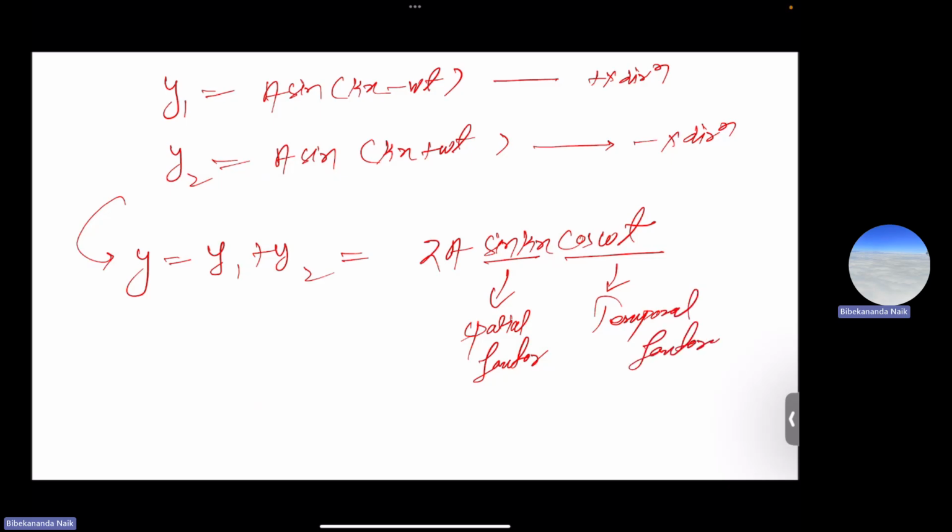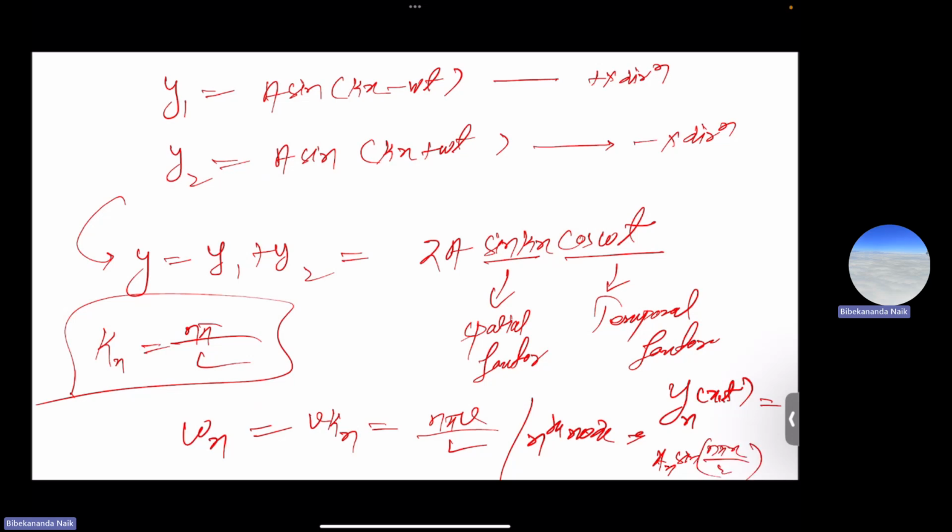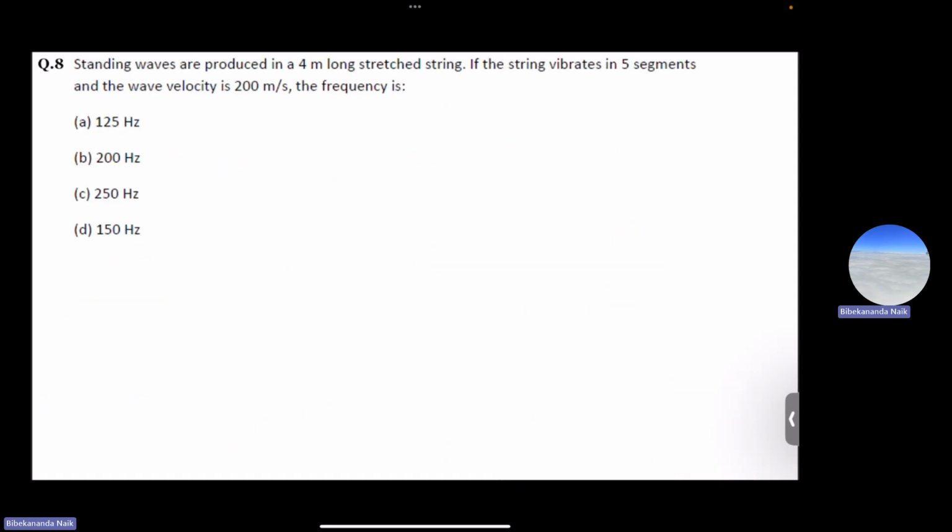In general, kn is given by n pi by l. Suppose l is the total length, then n is the number of modes, and omega n is again given by v kn, which is n pi v by l. And in general, for the nth mode, we can represent yn(x,t) equal to an sin(n pi x by l) cos(omega n t). So these are a few things. Now let's solve a few problems.